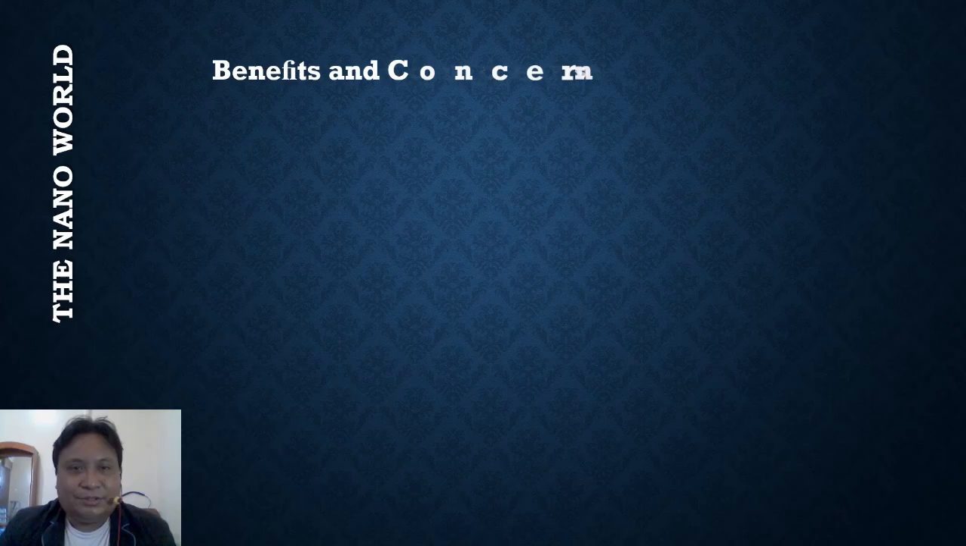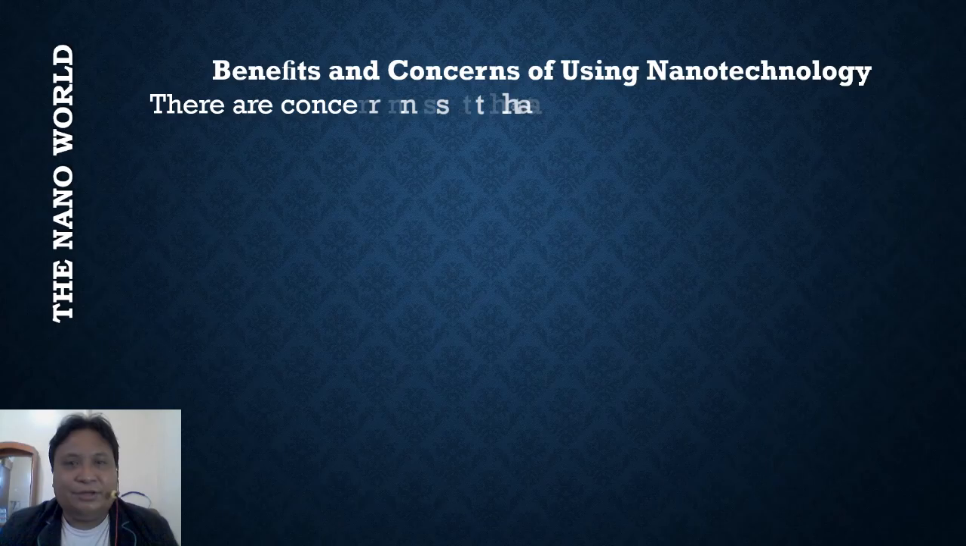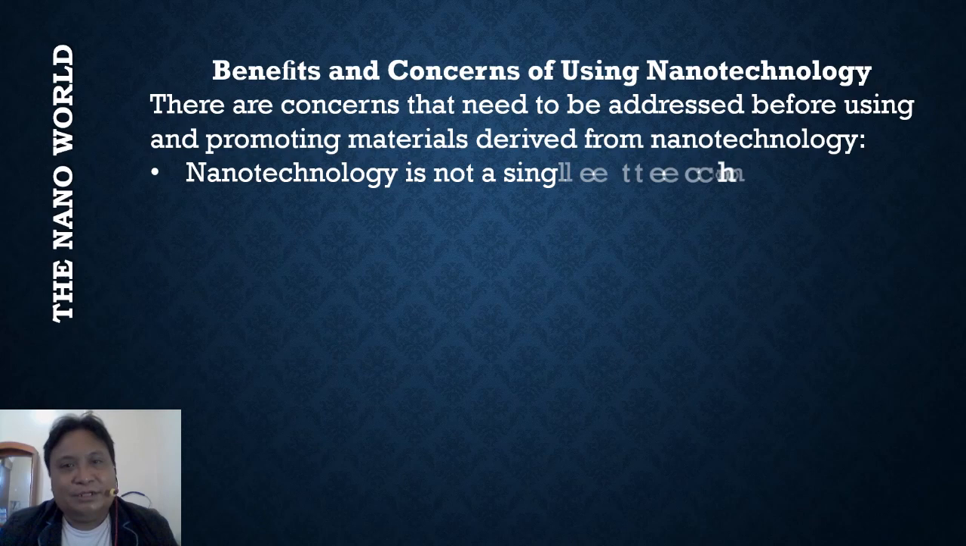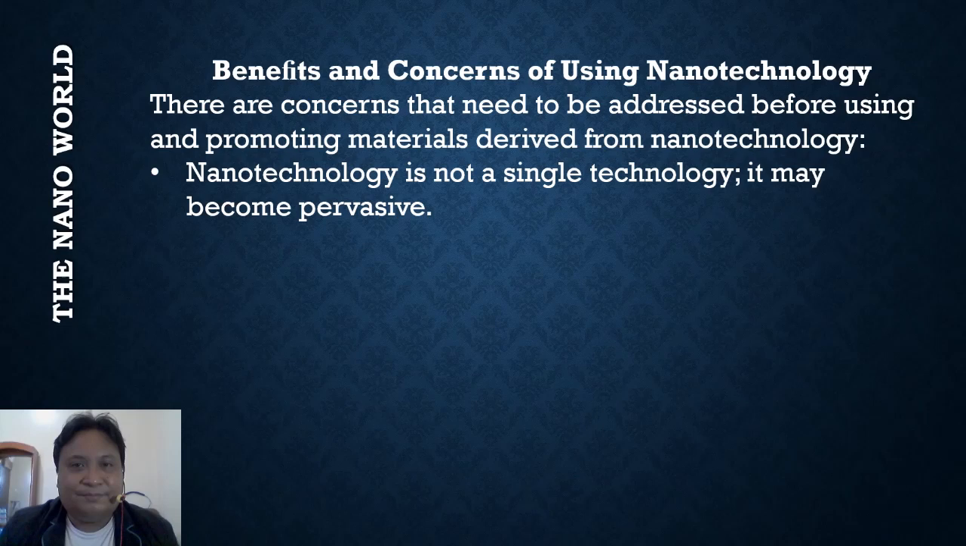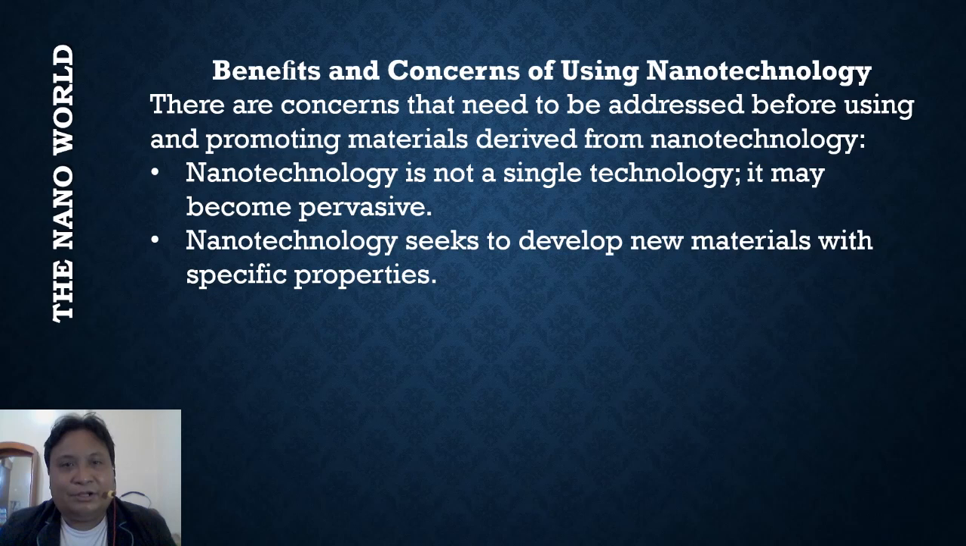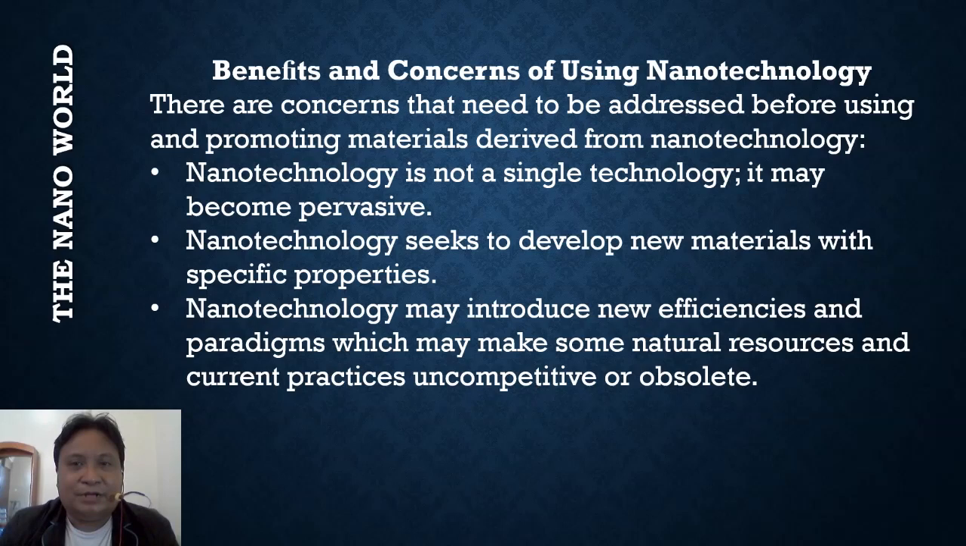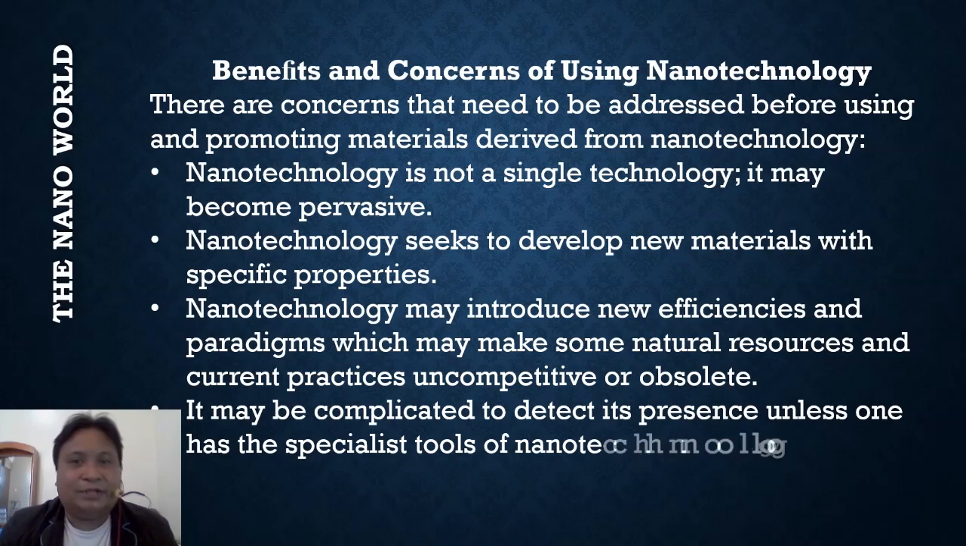So, what are the benefits and concerns of using nanotechnology? There are concerns that need to be addressed before using and promoting materials derived from nanotechnology. Nanotechnology is not a single technology. It may become pervasive. Nanotechnology seeks to develop new materials with specific properties. The other one, nanotechnology may introduce new efficiencies and paradigms that make some natural resources and current practices uncompetitive or obsolete. It may also be complicated to detect its presence unless one has specialist tools of nanotechnology.